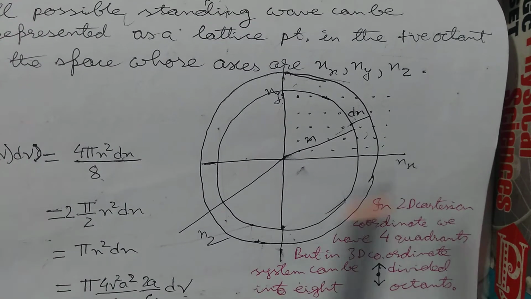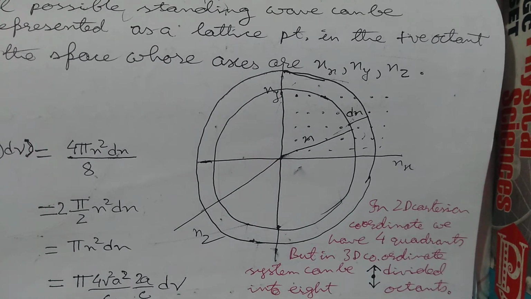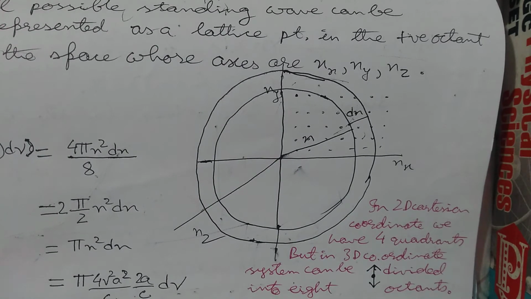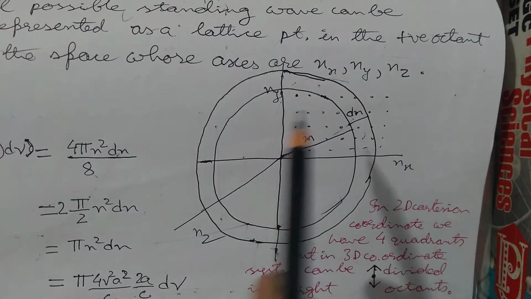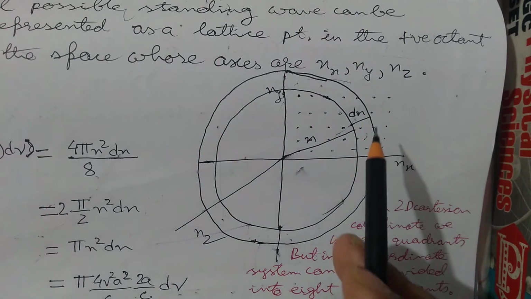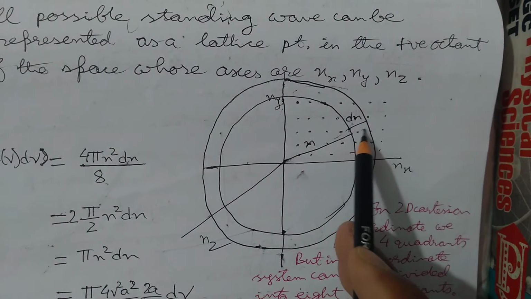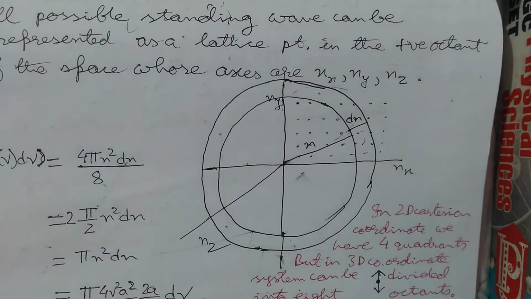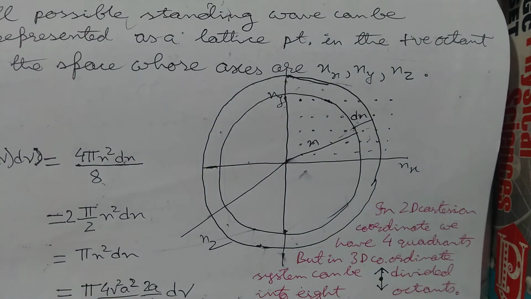Consider a sphere whose radius is n. You draw a sphere having radius n like this. Then you take a small length dn, and you draw another sphere. So what will be this N(nu) d nu?